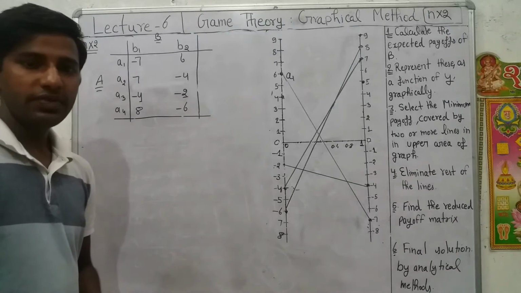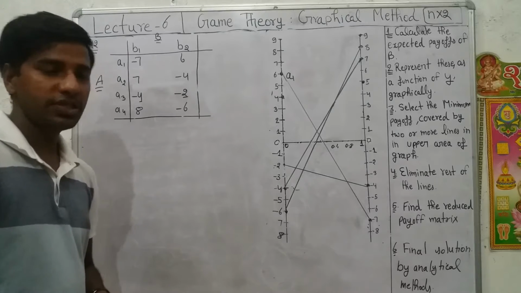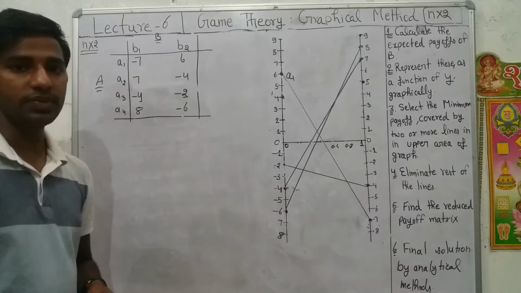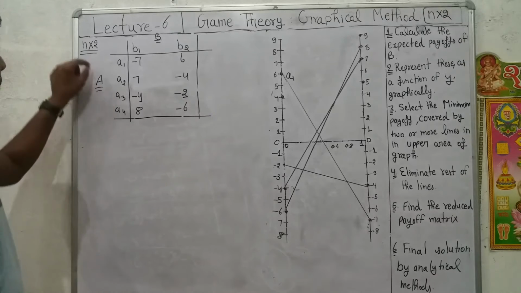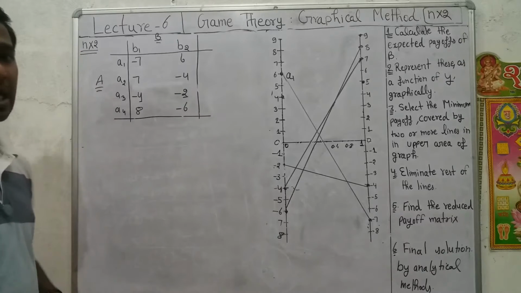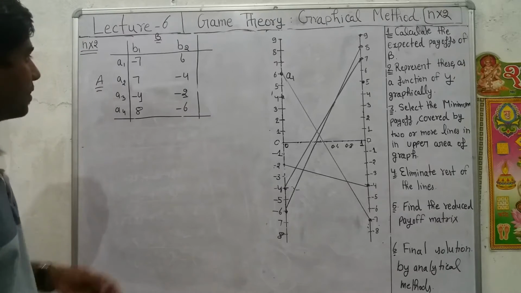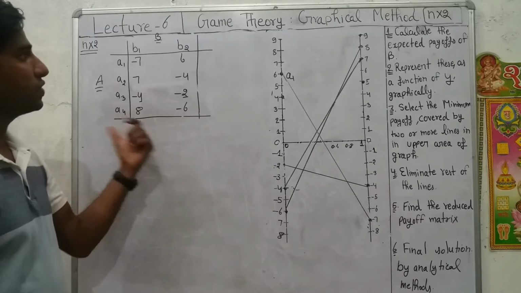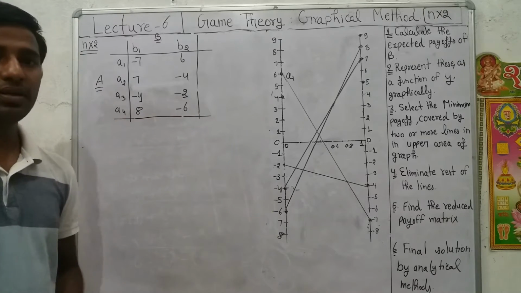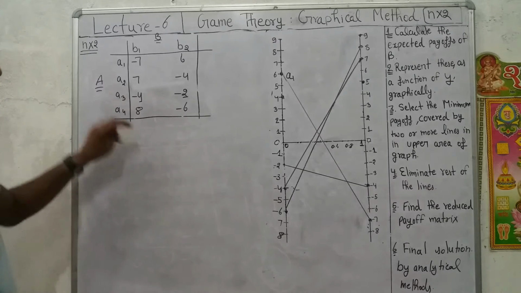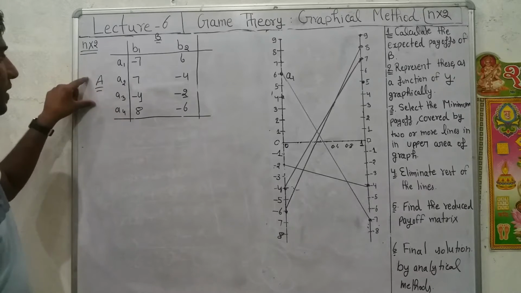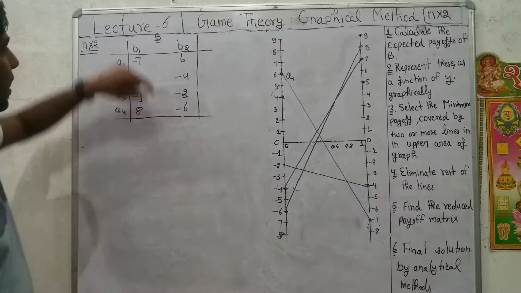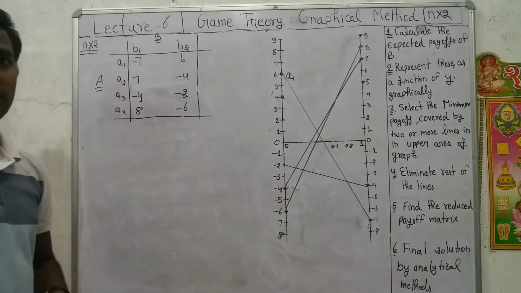Hello everyone. In this video, we are going to discuss another special type of theory of games. In this particular video, we will discuss n by 2 type of games and we will solve them with the help of graphical method. In this type of games, the player A has more than 2 strategies and company B has only 2 strategies.